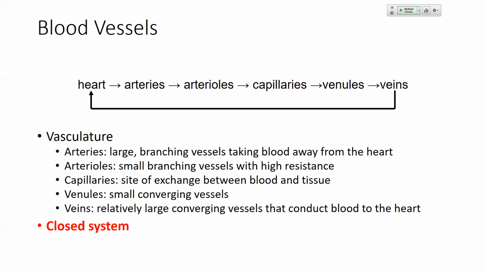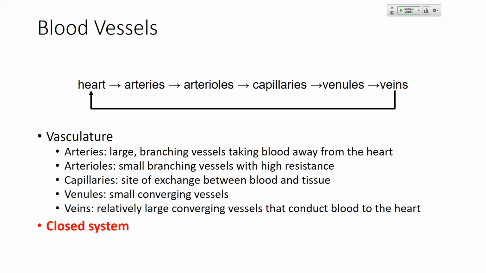All right? And so arteries are the largest branching vessels that are taking blood away from the heart. They're usually very high pressure because of that force, that contractile force that's leaving the heart. And obviously they have lots of oxygenated blood in their walls. This blood is oxygenated.